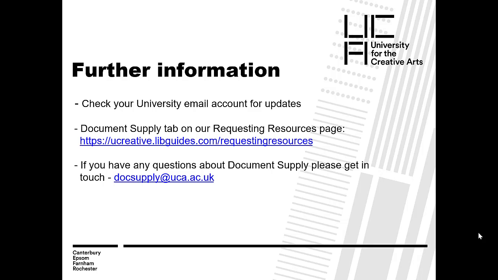We have lots of information about document supply. They're on our Requesting Resources page. There's a document supply tab there, so you can find that from the URL below, or go to My UCA and click on My Library, and you should be able to navigate your way there. Alternatively, if you have a question about document supply, just email the team on docsupply@uca.ac.uk.